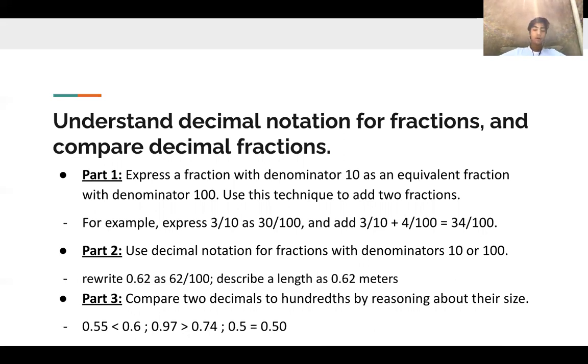Now, the third and final part is to compare two decimals to hundredths by reasoning about their size. If we're looking at 0.55, we know that's less than 0.60 because 55 is less than 60. If you look at 0.97 and 0.74, we know 0.97 is greater than 0.74 because 97 is bigger than 74. And if we look at 0.5 and 0.50, we know that those are equal to each other because 50 is equal to 50.